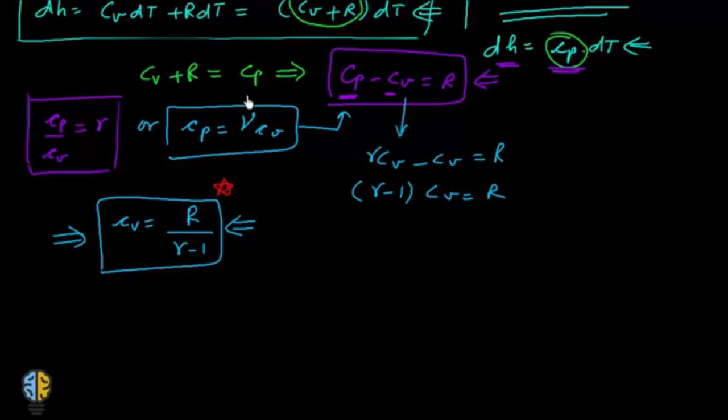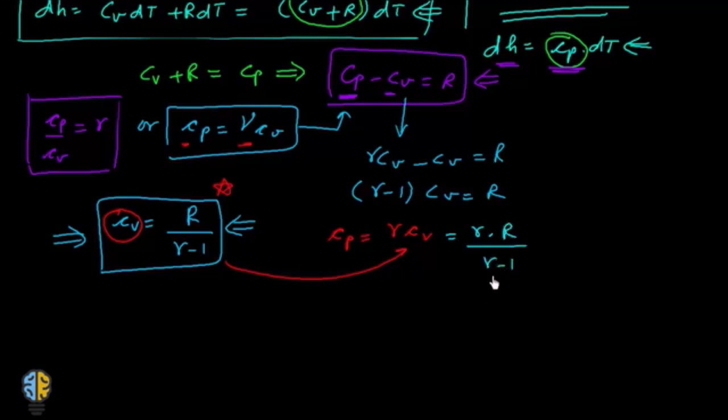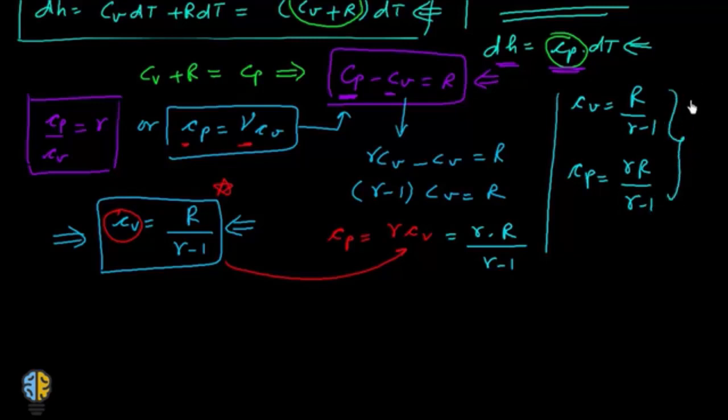Now we know the value of Cp is equal to gamma into Cv, and I already know the value of Cv, so let's substitute it over here. I will get gamma into R upon (gamma minus 1). So in a nutshell, Cv is equal to R upon (gamma minus 1) and Cp is equal to gamma into R upon (gamma minus 1), and the units of these are kilojoule per kg Kelvin.